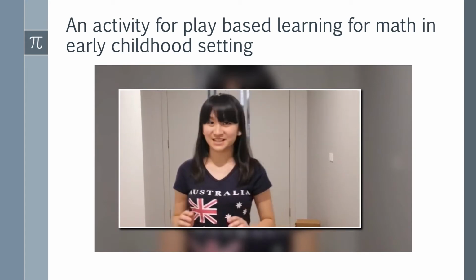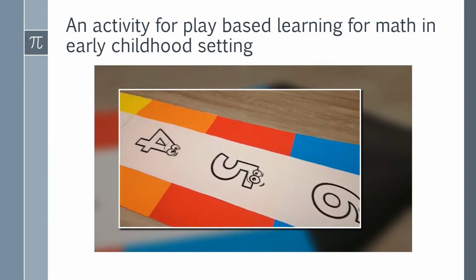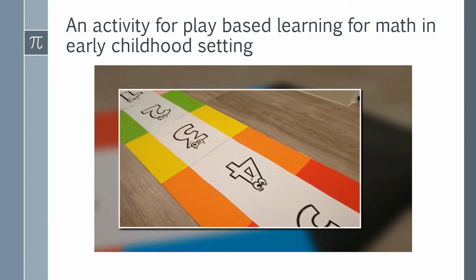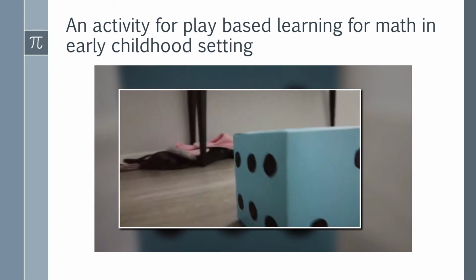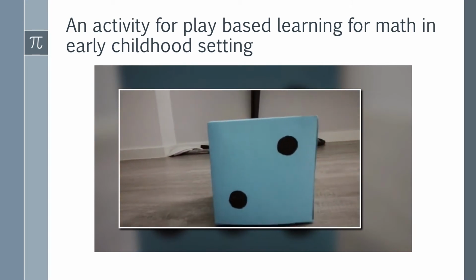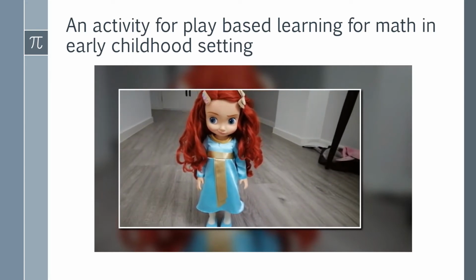Welcome to my play-based activities video. As you can see, I have created a pencil cardboard with the numbers 1 to 6 on it. Here's the big dice that I have prepared earlier. And now, let's pretend this doll here is a 3-year-old student for modeling purposes.